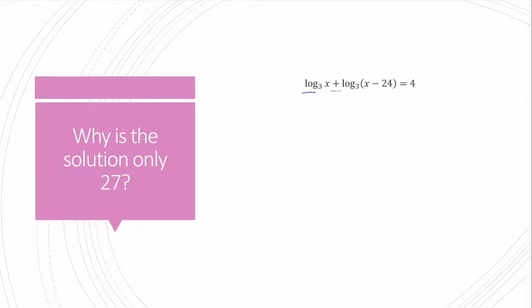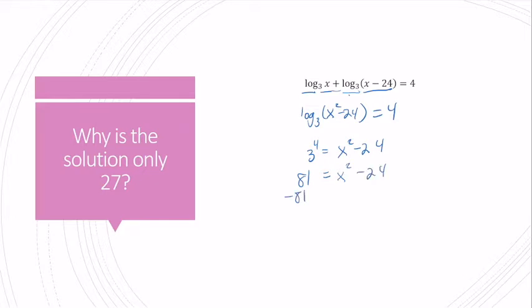So first thing I want to do is remember that when I'm adding logarithms, that's the same as multiplying. So this would give me log base 3 of x squared minus 24x, because I'm multiplying x and x minus 24. That equals 4. So I would get 3 to the 4th power equals x squared minus 24x. So 3 to the 4th gives me 81 equals x squared minus 24x.